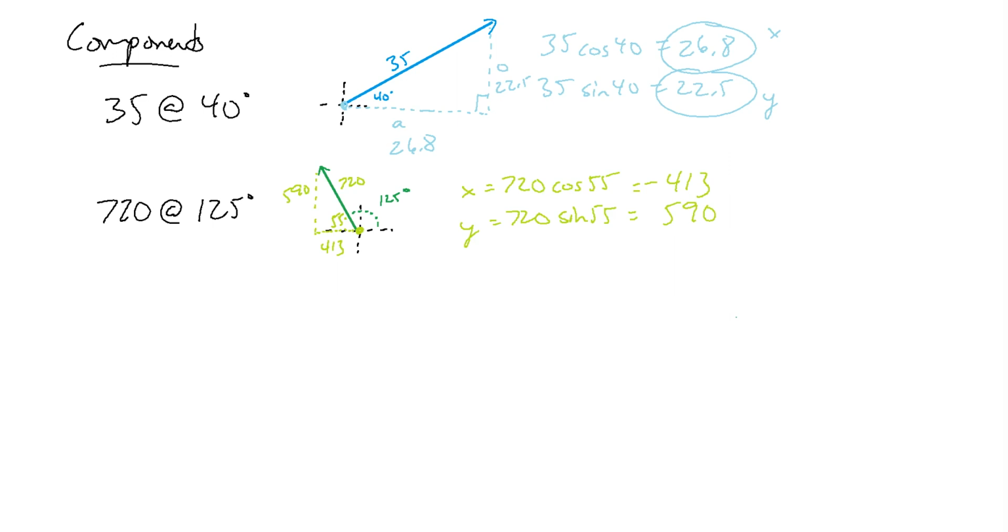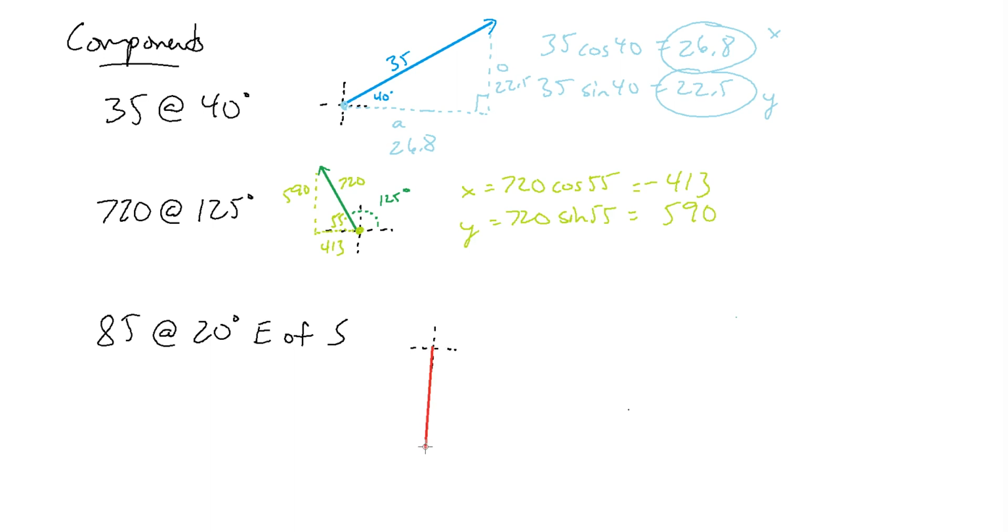Okay, so let's try something else. What about compass directions? What if we have 85 at 20 degrees east of south? Maybe something like this. Let's piece things together. First thing I'm going to do is draw myself a little reference to help me visualize. I'm going to draw a vector here. It says 20 degrees east of south.